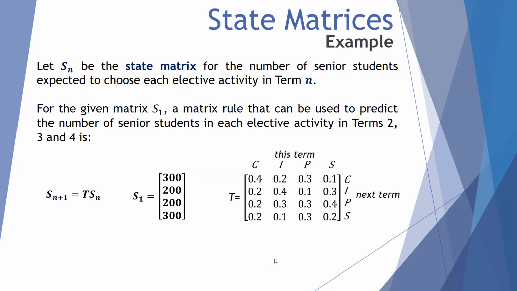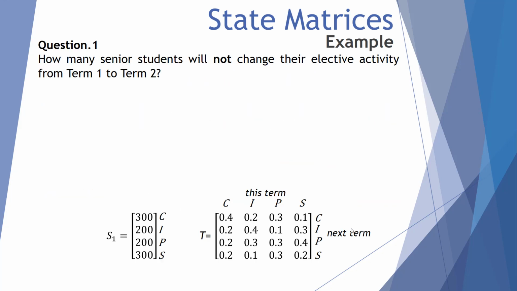Let Sn be the state matrix for the number of senior students expected to choose each elective activity in term n. For the given matrix S1, a matrix rule can be used to predict the number of senior students in each elective activity in terms 2, 3, and 4. It is as follows. So here's our rule. Here's S1, and here's our transition matrix. So let's have a go at some questions.